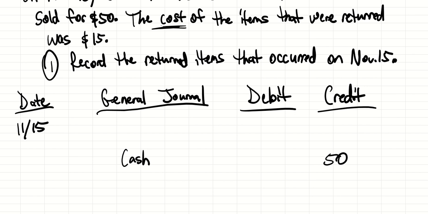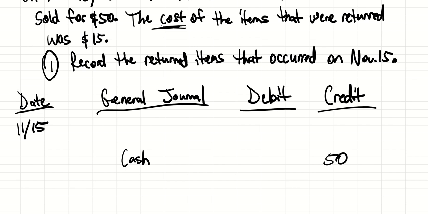Now, let's say the cash payment wasn't received yet, and the return actually happened prior to the cash payment being received. In this case, the accounts receivable account would be credited, not cash. But since cash has already been received and then the return occurred afterwards, that's when the cash account will be credited for $50. So this will reflect a refund. $50 of cash is going to go back to the customer.